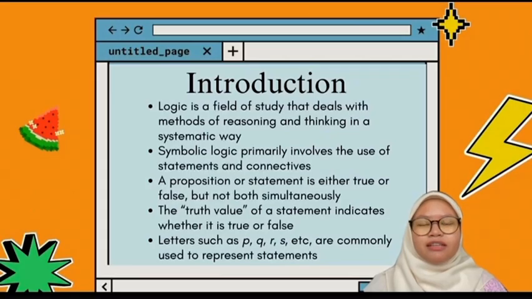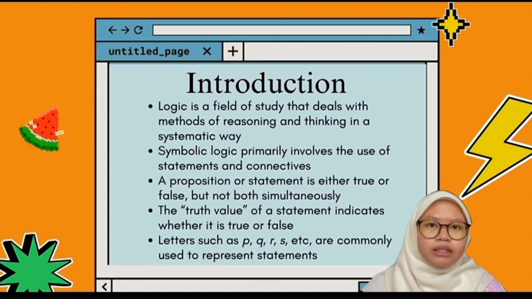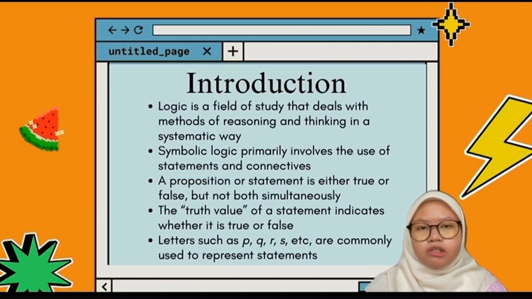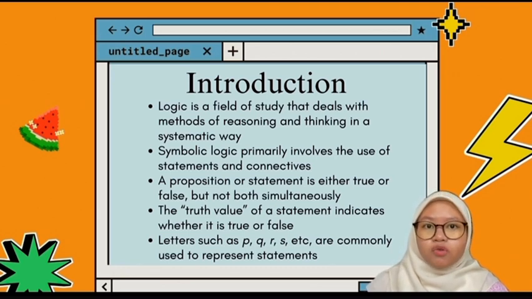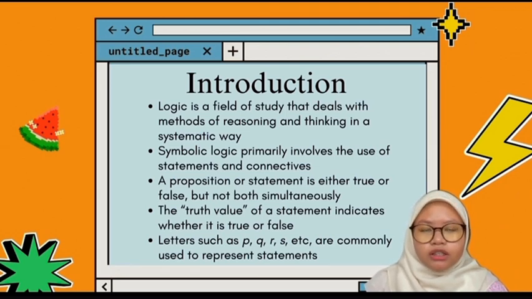Hi everyone, let's go to the introduction. Logic helps us evaluate arguments, make decisions, and understand how statements interact with each other. At its core, symbolic logic is about the use of statements often represented by letters like P, Q, or T, and the logical connections between them. A proposition or statement in logic is always either true or false, but never both at the same time. This is a foundational principle that enables logical reasoning.